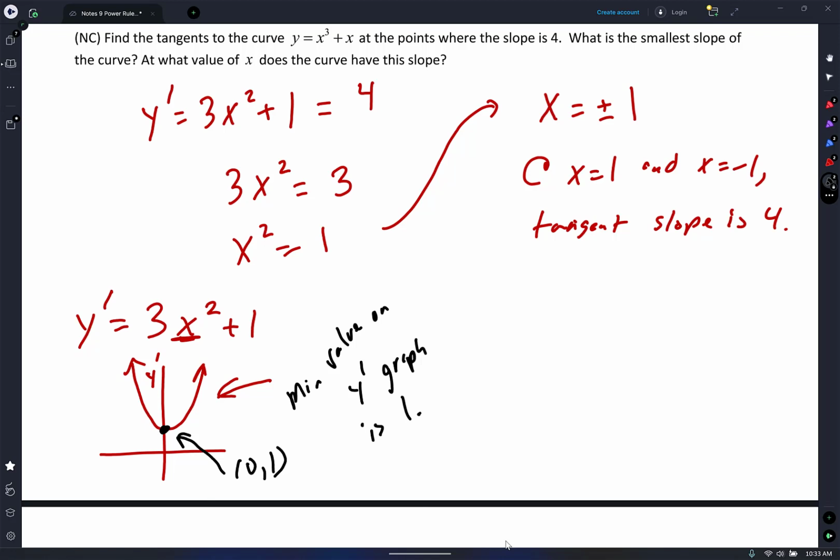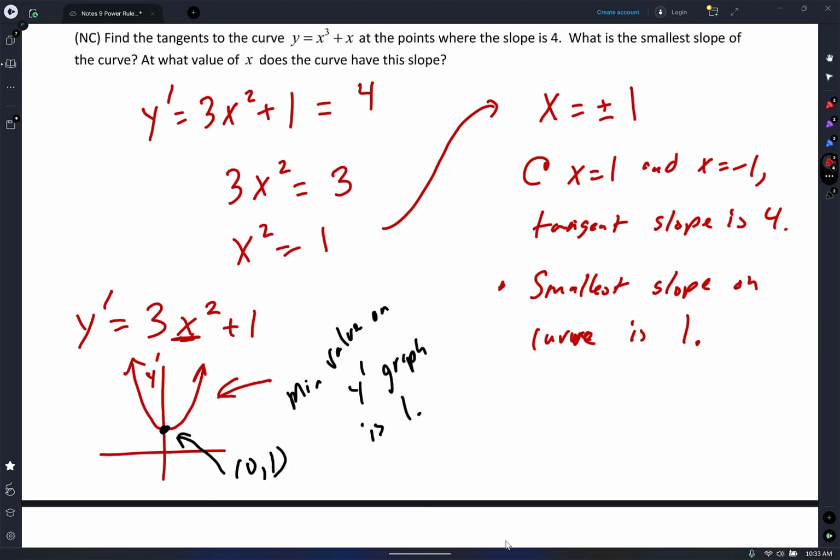Does that make sense, guys? Okay. What is the smallest slope of the curve? Okay, the smallest slope. So let me answer the question. Here's the second question. Smallest slope on curve is 1. That's the smallest slope you can have.